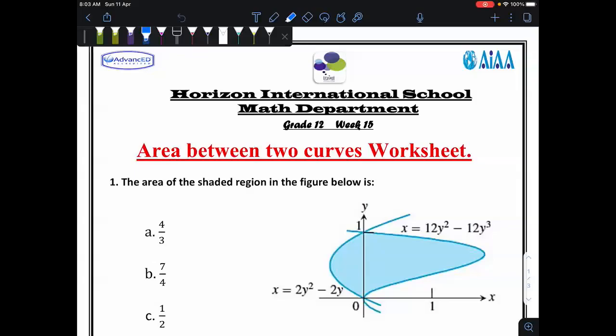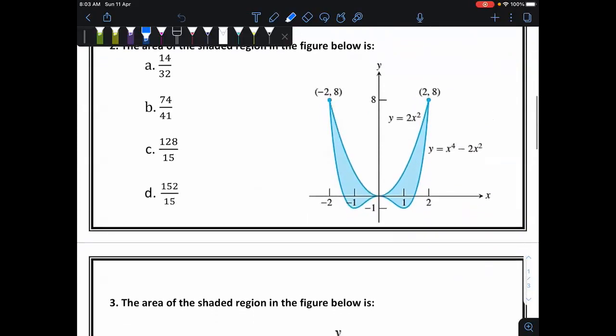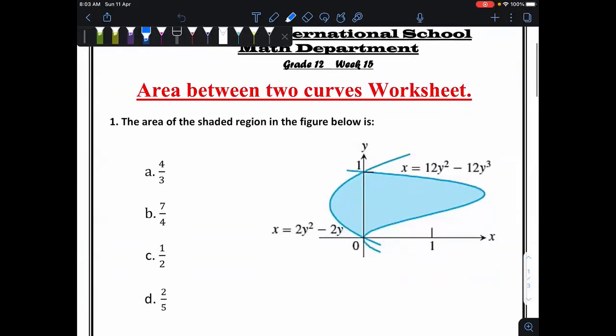Today we're going to revise area between two curves and partial fractions. We'll pick two questions from each topic and solve them to remind you of the skills you have to study. This first topic is area between two curves, so let's get started.